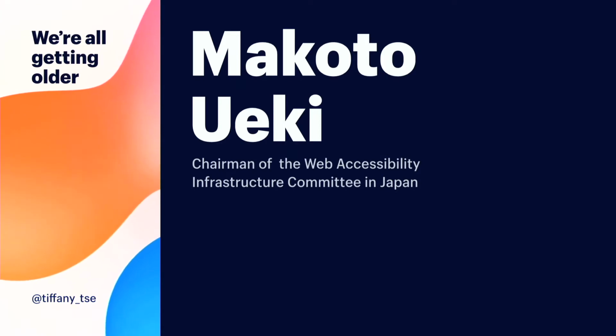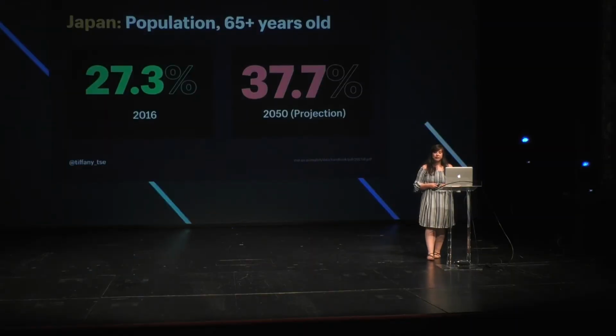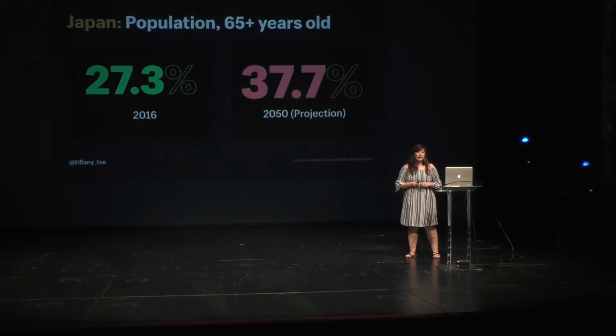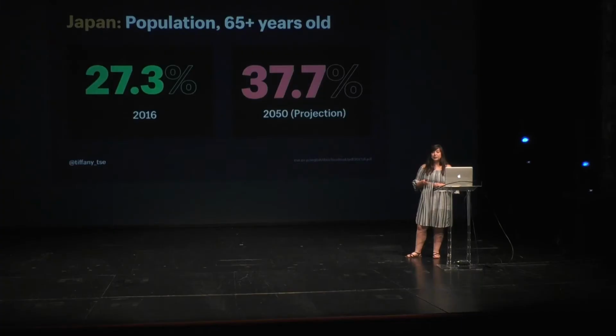Thinking about accessibility as a concern for older users was initially brought to my attention at another conference in Toronto, Canada, by Makoto Yuki. He's the chairman of the Web Accessibility Infrastructure Committee in Japan, and he has a unique interest in older users of the internet. Japan actually has the oldest average population in the world, with over a quarter above the age of 65. And this age group is expected to continue to grow in the coming decades. But there's something else that's really interesting about this group.